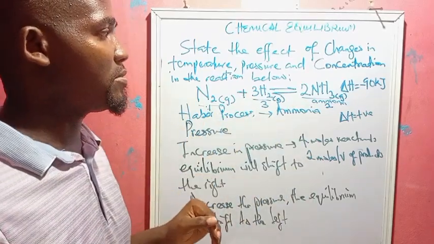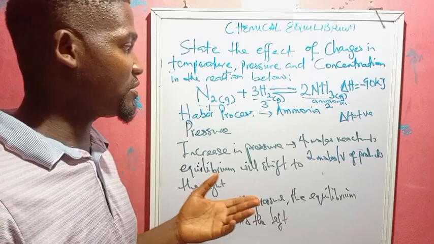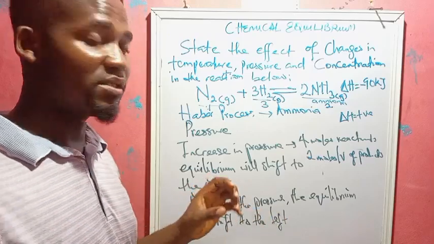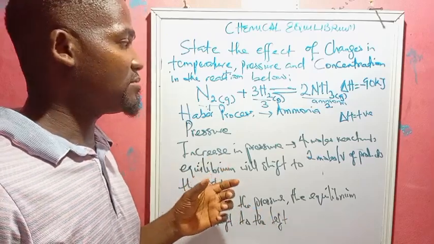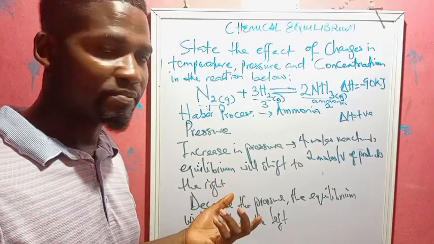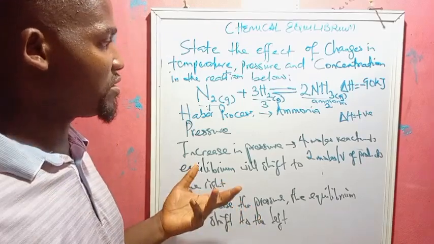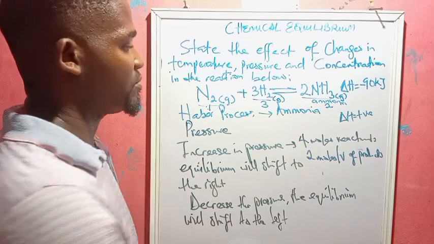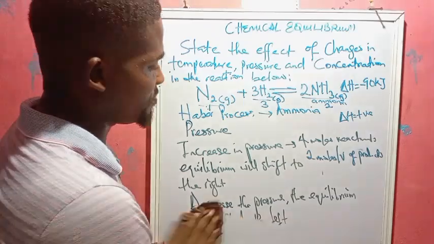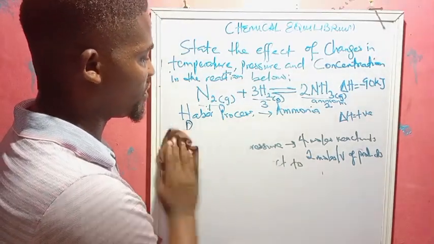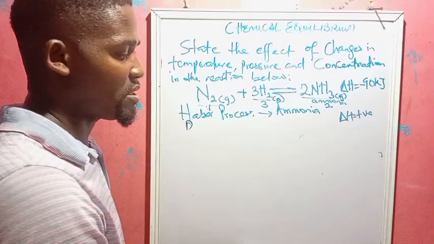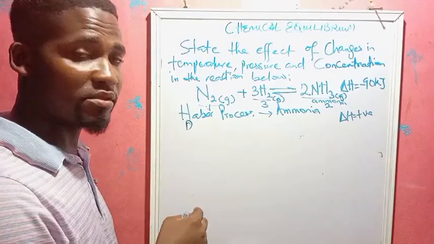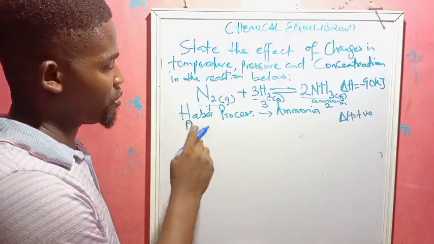Now about catalyst. Catalyst has no effect on the equilibrium position. Catalyst just alters the rate of the reaction and makes the reaction occur in a shorter time. Those are some basic factors. And then we also have the equilibrium constant. Let's have the expression of the equilibrium constant. Those are the basic things you need under chemical equilibrium.